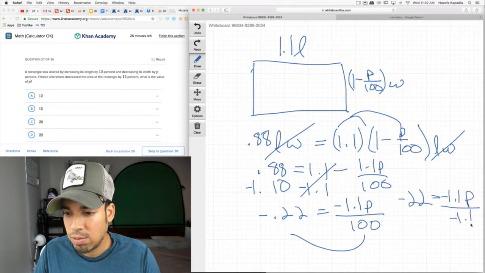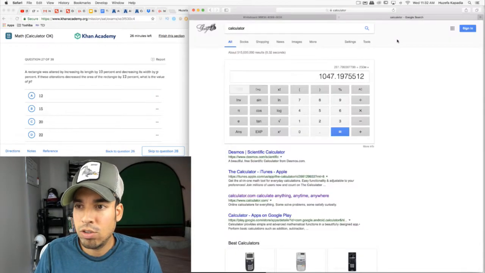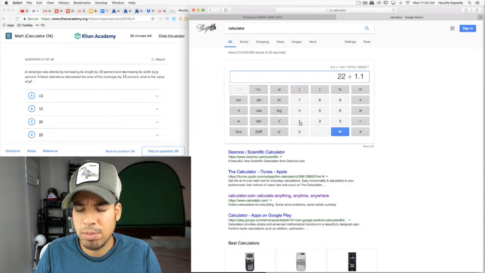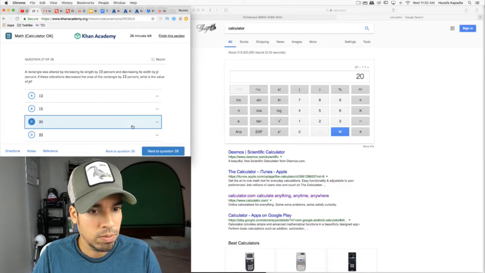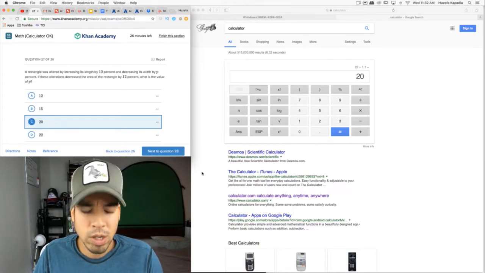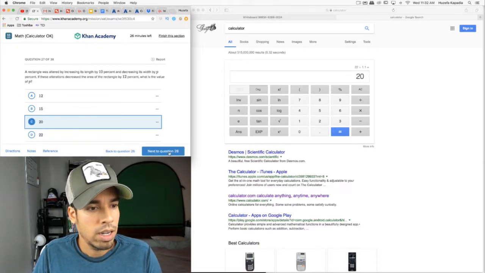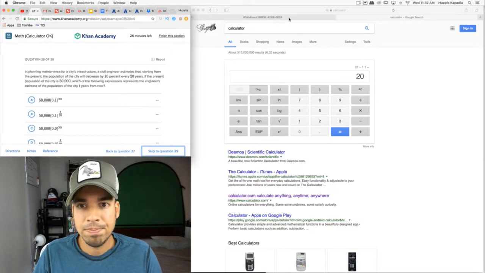Divide both sides by negative 1.1. Negative 22 divided by 1.1 should be 20. And it is 20. Boom. So that value decreased by 20%. So it was 80. 80% was how much was left.